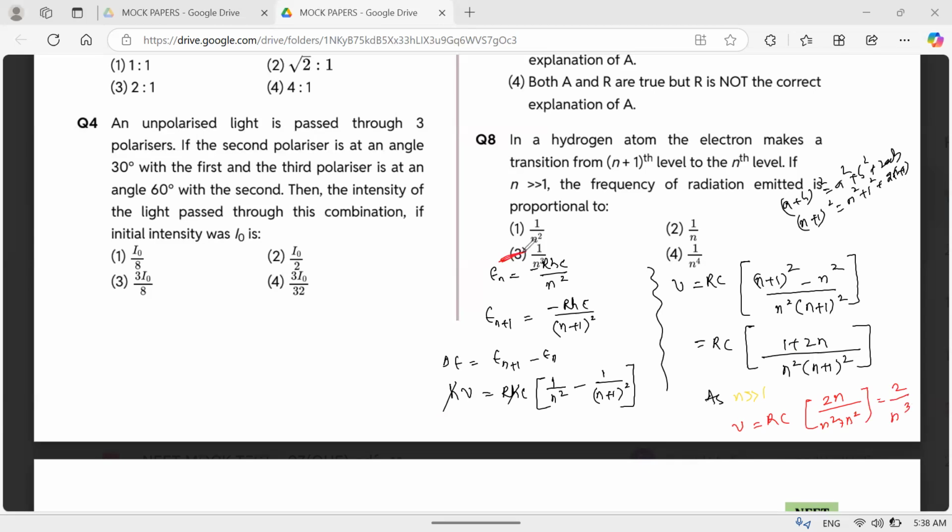Third option. Good question. Try to take a screenshot and try to do it once again. I have taken n plus 1. Tomorrow they can ask you the answer for n plus 2, n plus 3. You just need to take care of your calculation part here. Clear? Done? Yes, sir.